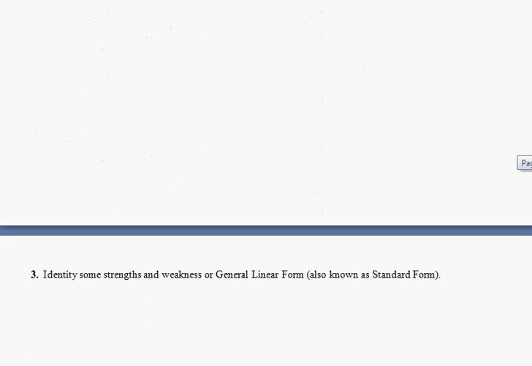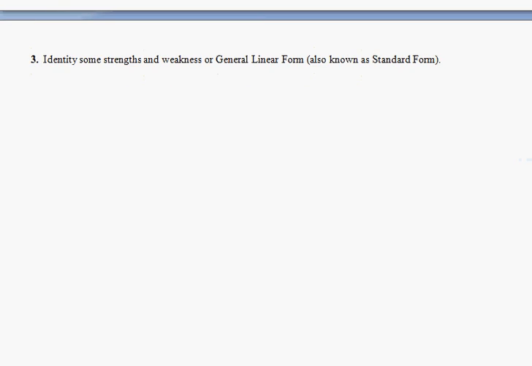Now, 3. Identify some strengths and weaknesses of general linear form, which is also sometimes called standard form. I actually usually refer to this form as standard form. Standard form is ax plus by equals c. Now, don't confuse the b in general linear form with the lowercase b in slope-intercept form. This b does not refer to the y-intercept.